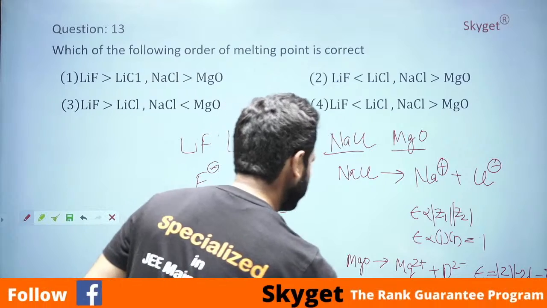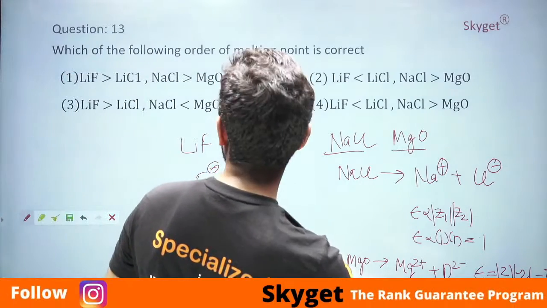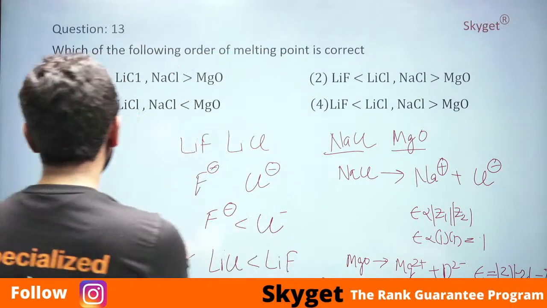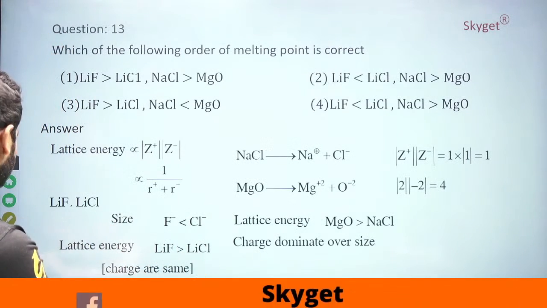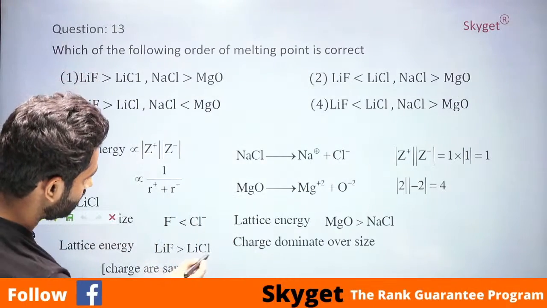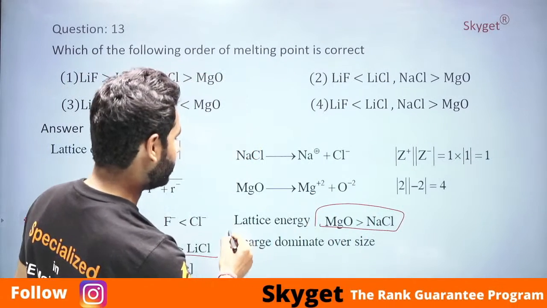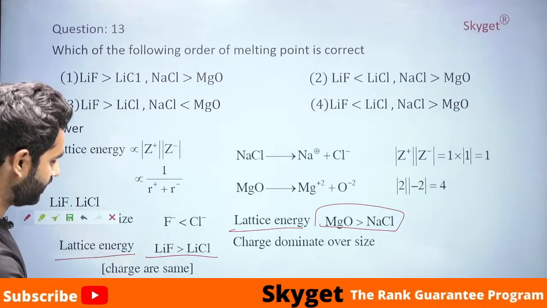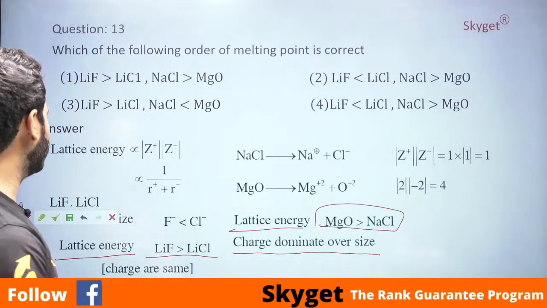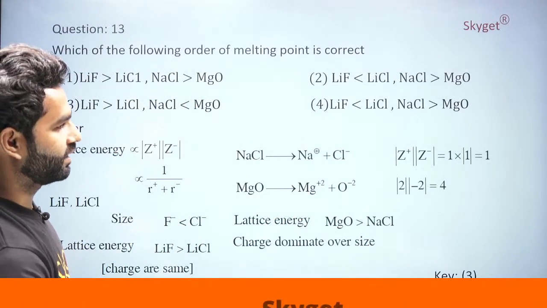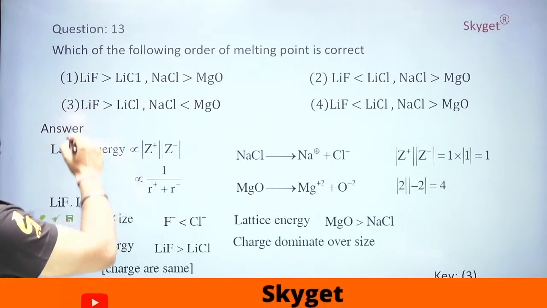Okay, so we have this point, LiCl is less than LiF, and we have MgO greater than NaCl. Let's see which is the correct answer here. As we discussed the whole concept, LiF is greater than LiCl and MgO is greater than NaCl on the basis of lattice energy. Here the charges are the same, so the charge dominates over size, as we have discussed, and the answer is C, the third key, this one. I hope you guys would have understood the concept.